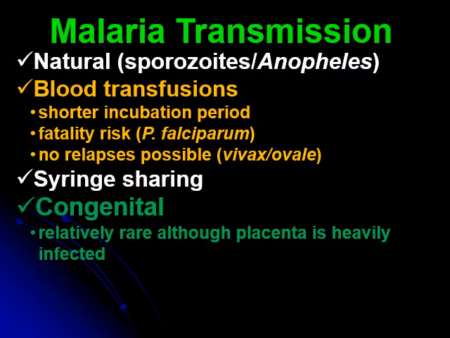Malaria is transmitted by many methods. The main method is naturally by insect bite. As we say, the pregnant female Anopheles will transmit sporozoites. Also, blood transfusion from an infected person will transmit the disease.